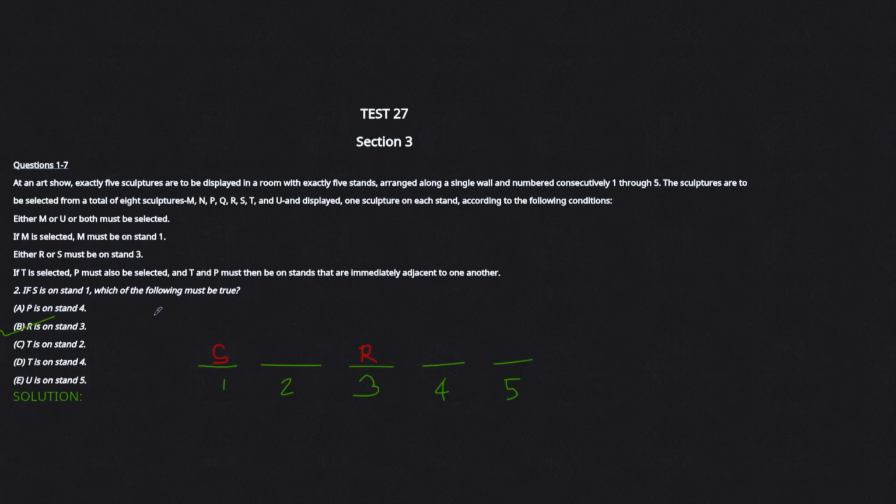Now, you can go over the whole thing with the trial and error process with P at somewhere other than 4. Let's just say you want to prove that P is not on stand 4 so that you can eliminate this option.